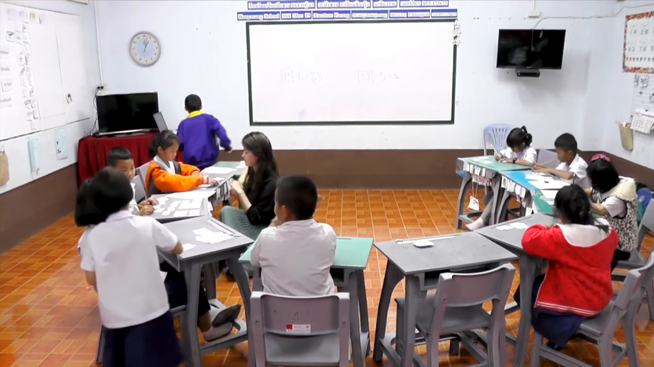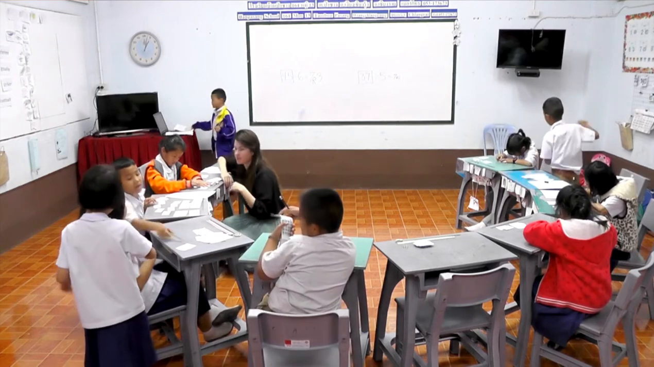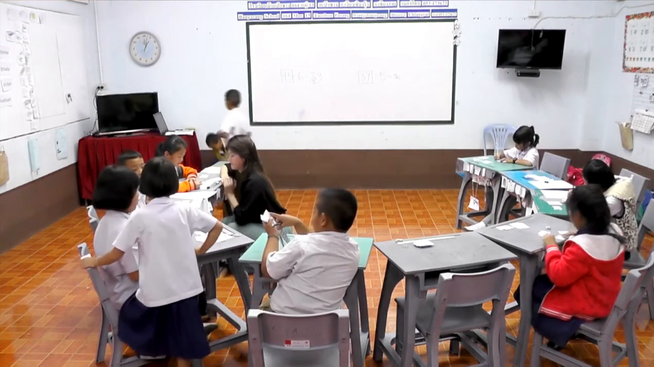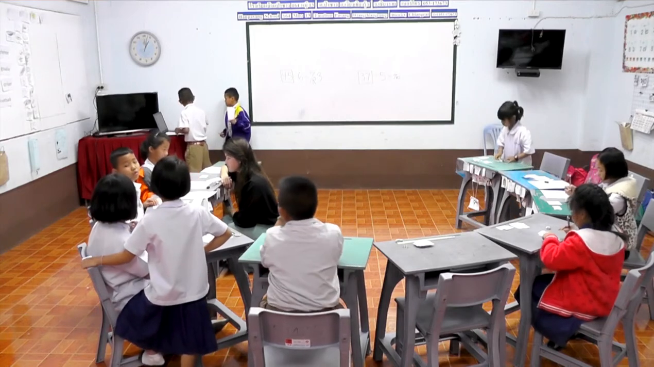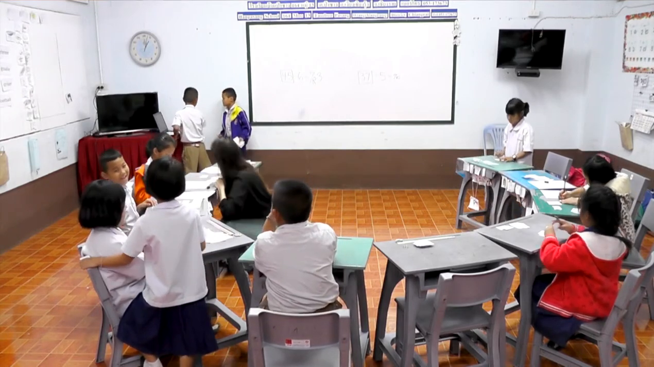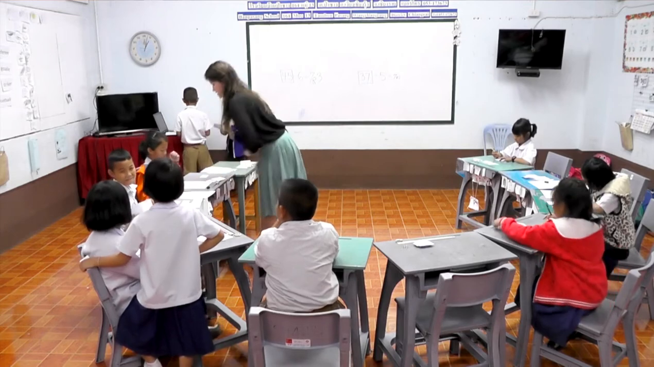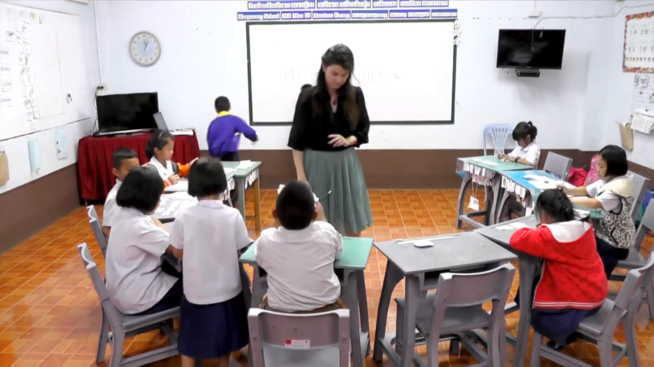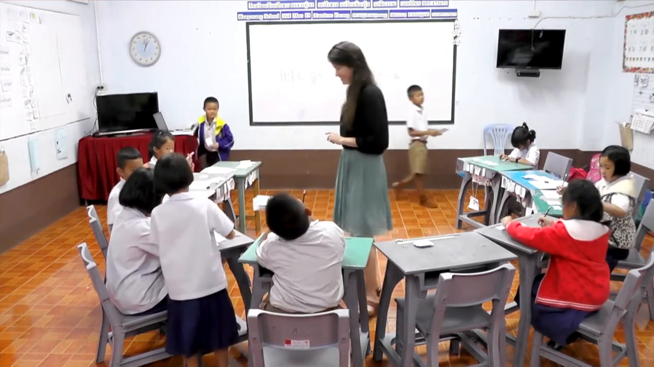3, 6, 9, 12, 15. That's what we're looking for. So we stop. We don't have any more. Yep, we just stopped right at 15. Okay, you got it. Try this one. Count by twos. Okay, doing okay?